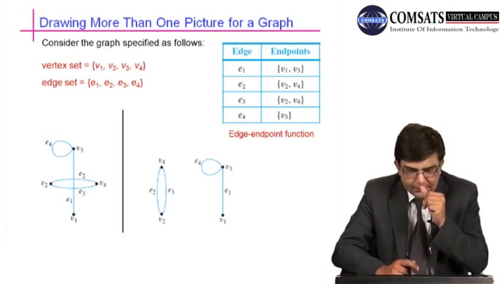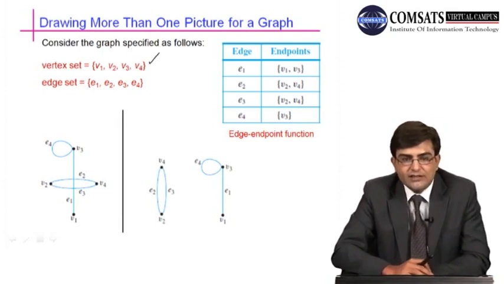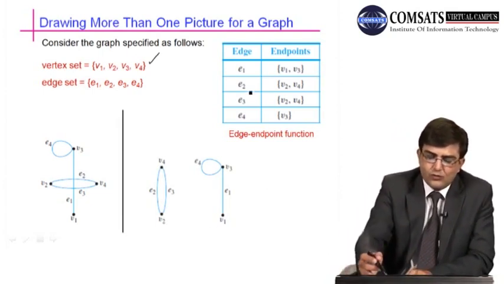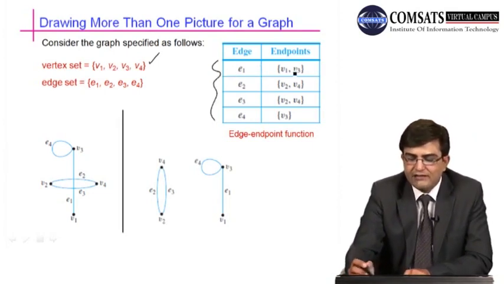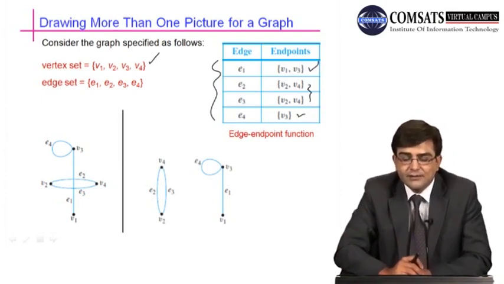Consider the graph specified as follows. The vertex set is V1, V2, V3, V4. Edge set is E1, E2, E3, E4. And the edge endpoint function is given here. The endpoints of E1 are V1 and V3. Endpoints of E2 are V2 and V4, E3, V2, V4. So these two are parallel edges. E4 is V3, so this is a loop, and here E1 is connected by V1 and V3.